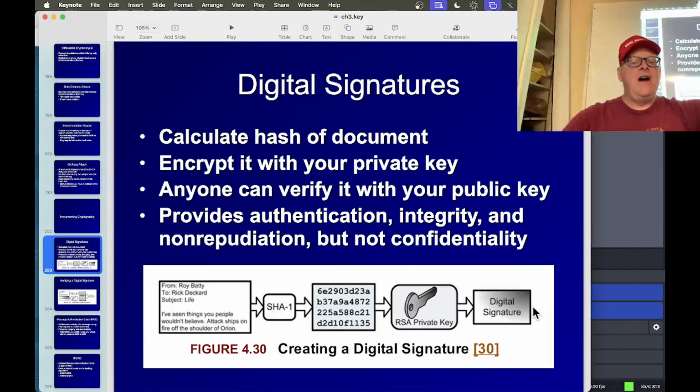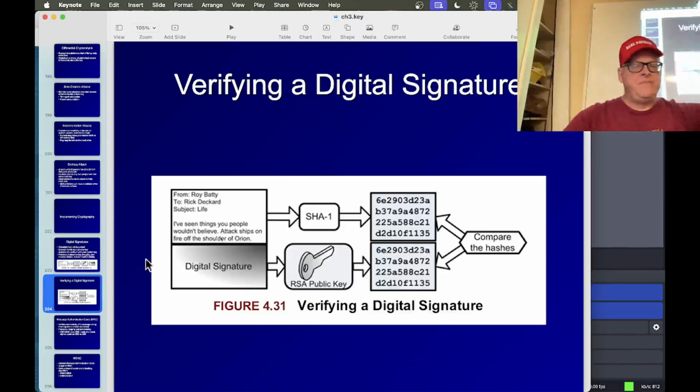So everybody can verify that you signed it, but nobody could duplicate this because they don't have the private key. So this provides authentication, integrity, and non-repudiation, but it does not provide confidentiality. It's just a signature attached to the document. If you wanted to have confidentiality, you'd have to also encrypt it with AES or something. The purpose of a signature is not to conceal it. It is just to verify that you signed it, that you agreed to it.